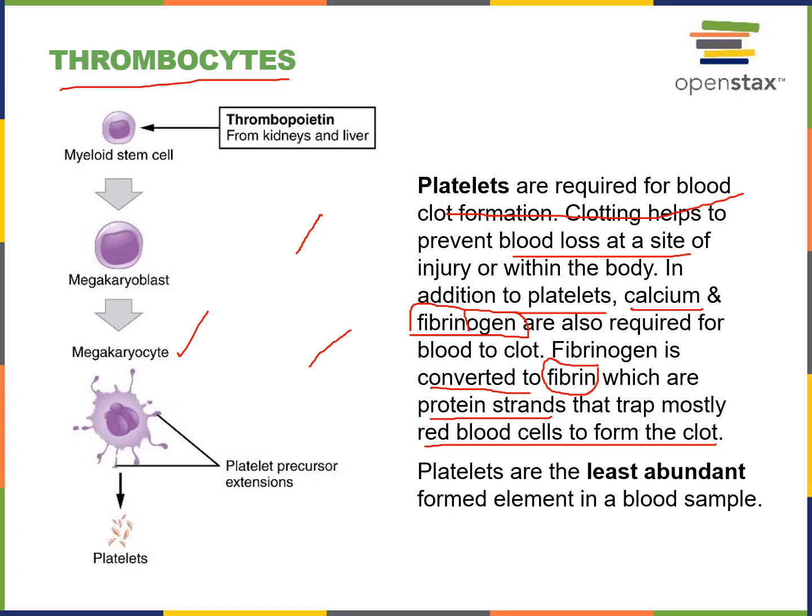So you might want to Google image of a clot, but what you will see is something like this, where you have fibrin strands and cells. Most of the time, again, you'll see red blood cells because they're the most dominant cell type in a sample of blood. But the cells are trapped in there, and that sort of mesh, solid, formed thing is your clot. So platelets are the least abundant formed element in a blood sample.